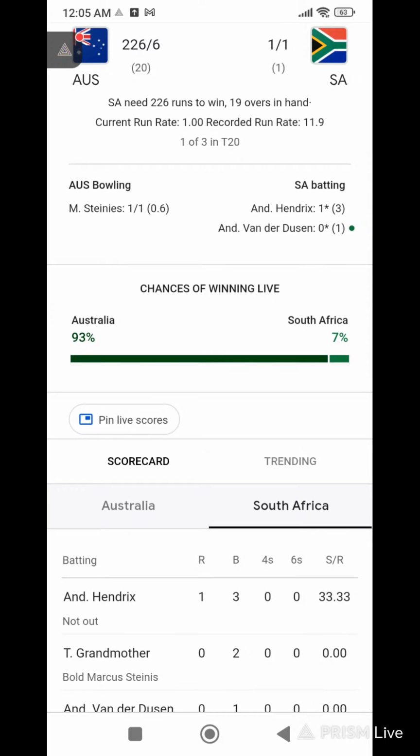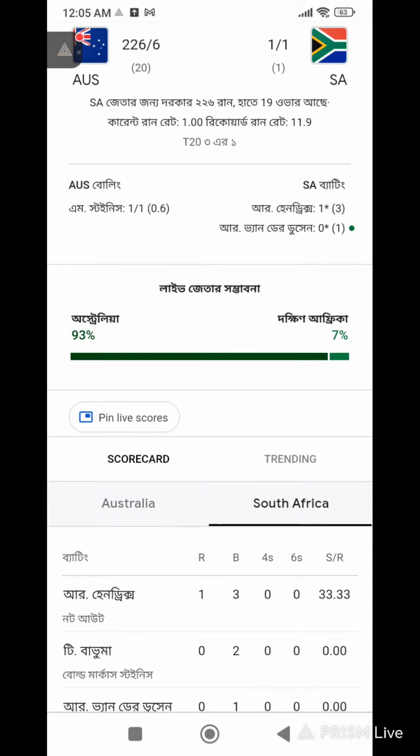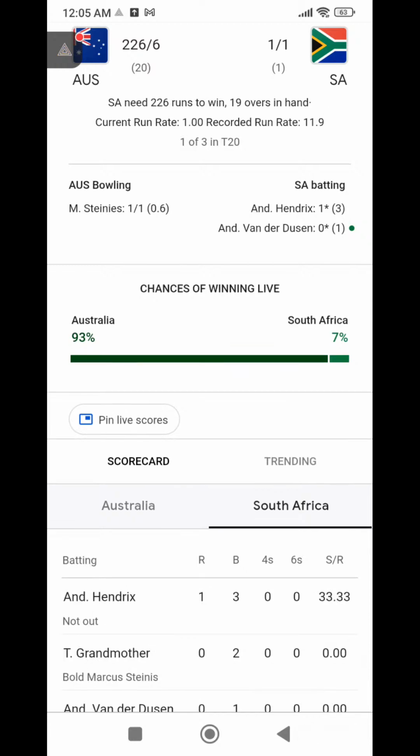Australia 226 for the loss of 6 wickets in 20 overs. In reply, South Africa 1 for 1. Lost 1 wicket in the first over and scored only 1 run. Stoinis, in the first over, taking the wicket.